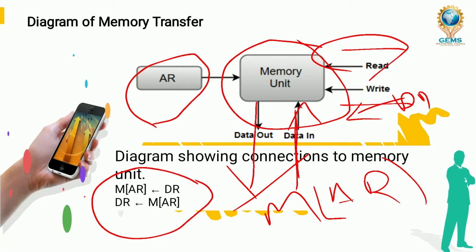Look here. M is the memory, AR is the address register. Based on the address register, the data is selected. After selection, the data goes out to be stored in a data register, for the read purpose. So these are the read and write operations, and this is how they work inside the memory.